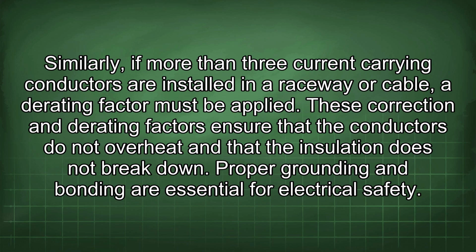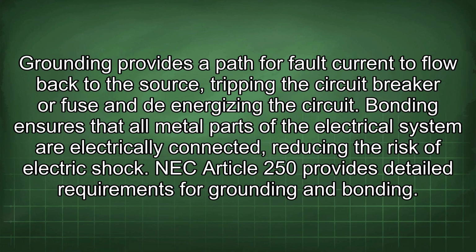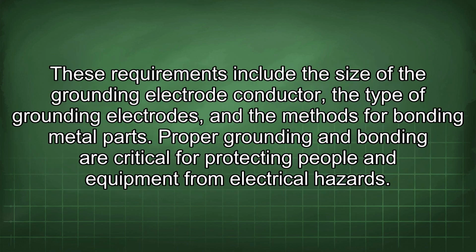Proper grounding and bonding are essential for electrical safety. Grounding provides a path for fault current to flow back to the source, tripping the circuit breaker or fuse and de-energizing the circuit. Bonding ensures that all metal parts of the electrical system are electrically connected, reducing the risk of electric shock. NEC Article 250 provides detailed requirements for grounding and bonding. These requirements include the size of the grounding electrode conductor, the type of grounding electrodes, and the methods for bonding metal parts. Proper grounding and bonding are critical for protecting people and equipment from electrical hazards.